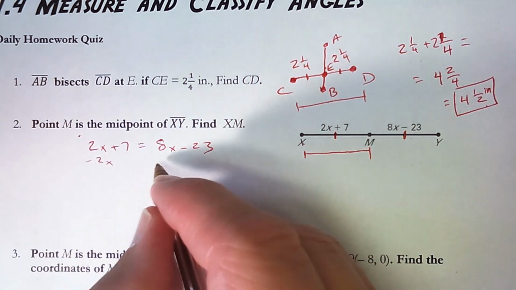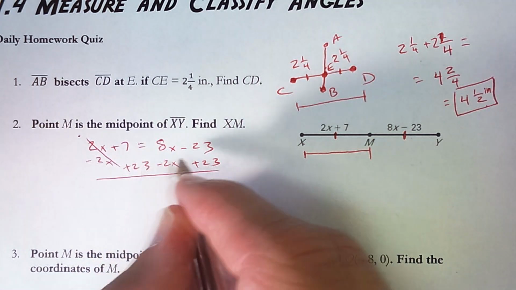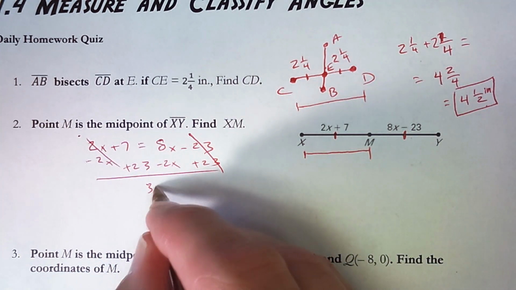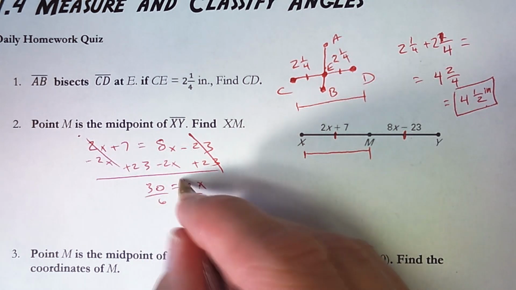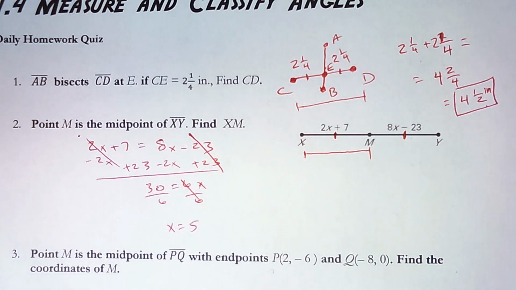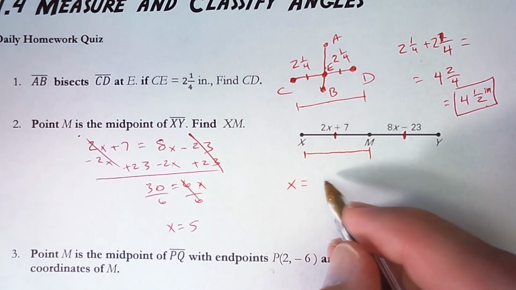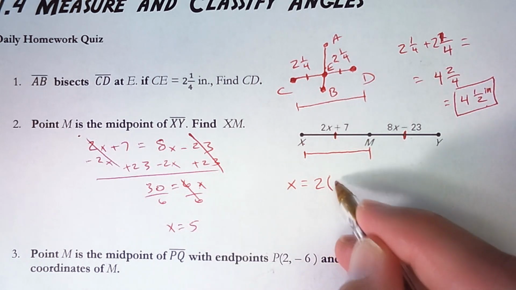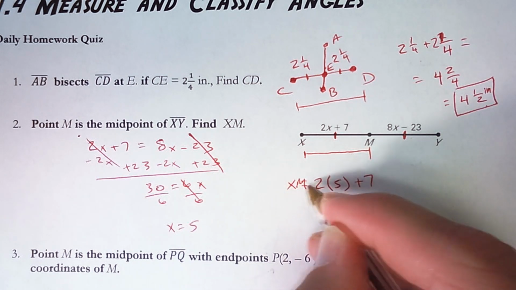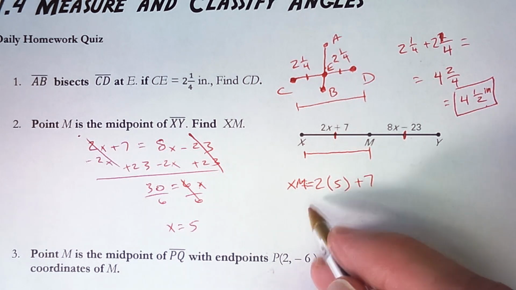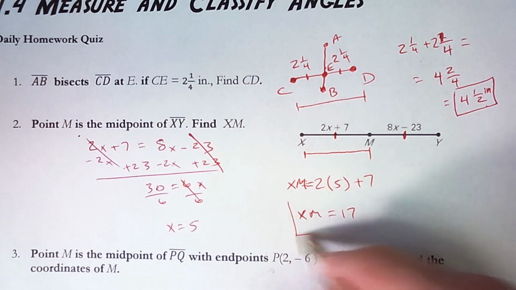I can subtract 2x from both sides and add 23 to both sides. And I get 30 equals 6x. And divide by 6, and I get x equals 5. Now what I want is the length of segment XM. So the length of XM is 2x plus 7, so that's 2 times 5 plus 7. That's 10 plus 7. XM equals 10 plus 7 is 17, so the length of segment XM is 17.